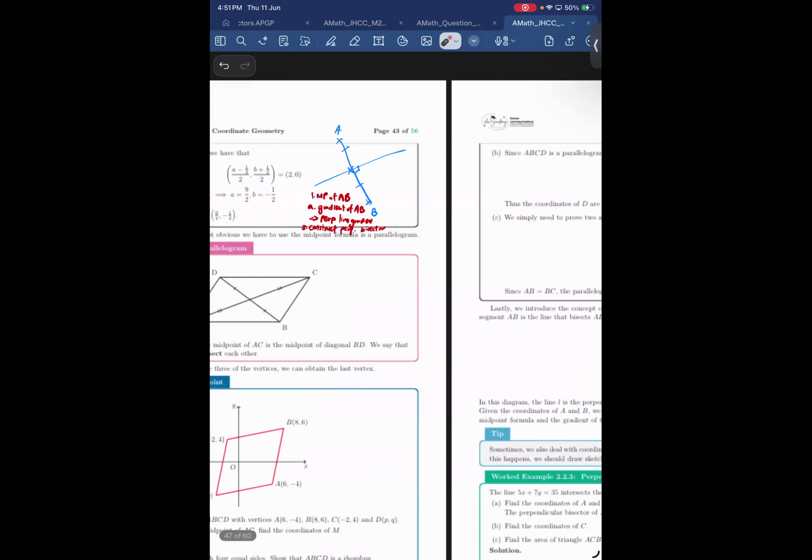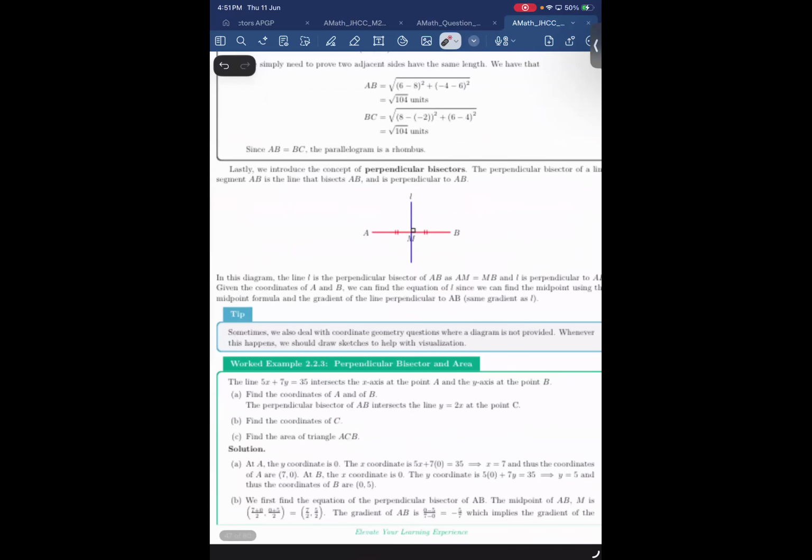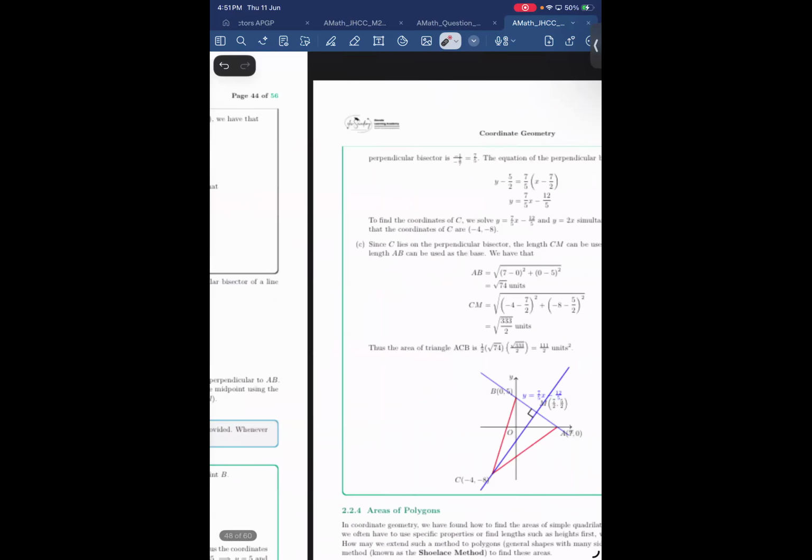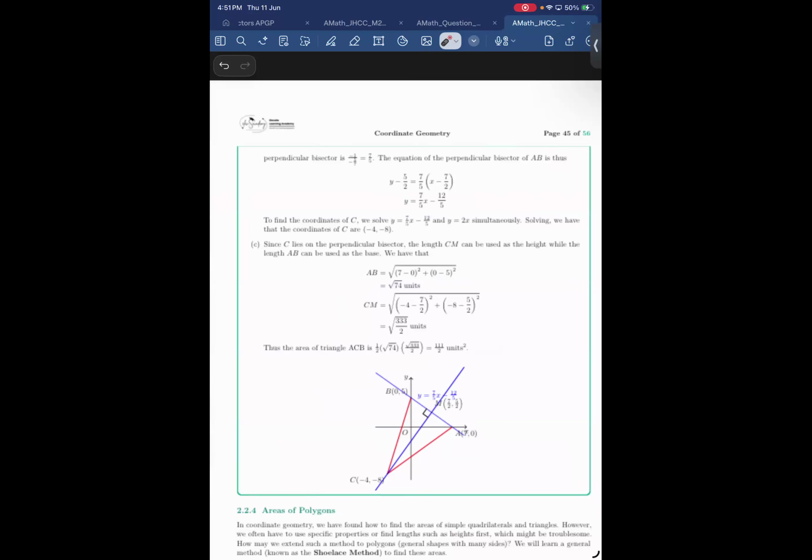Then the perpendicular bisector is as mentioned just now. So you can draw a quick sketch. Perpendicular bisector means you find the midpoint first, then you find the gradient, then you find the perpendicular bisector's gradient, which is -1 divided by the gradient of the line. The example is not too difficult, but we don't have too much time to go through that.